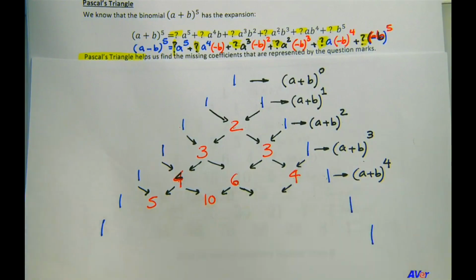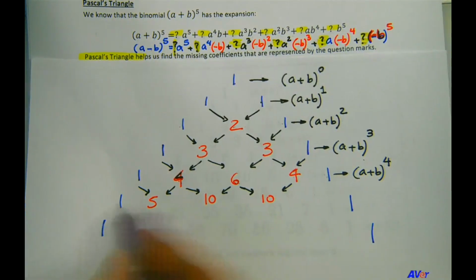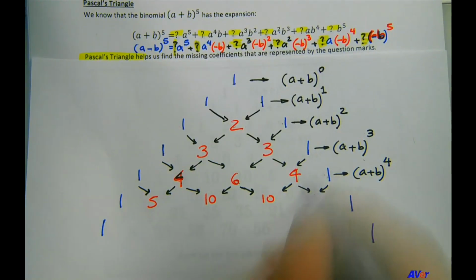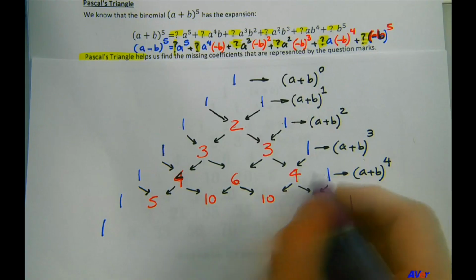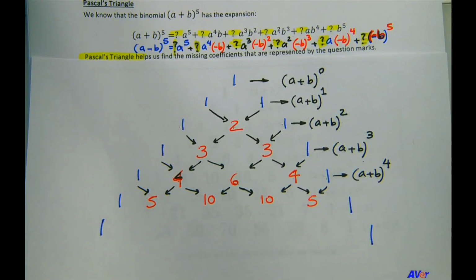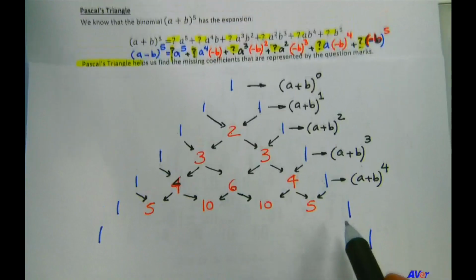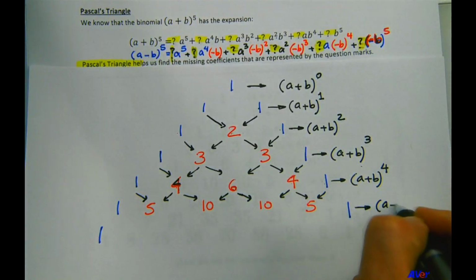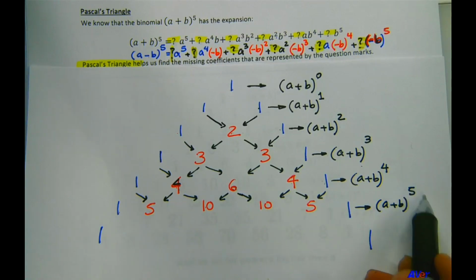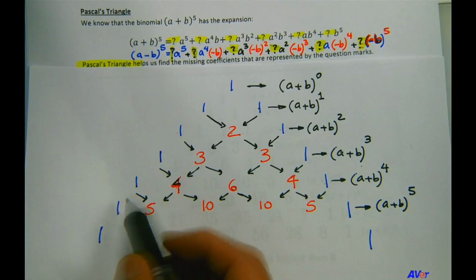6 plus 4, again 10. That's this row. And then 4 plus 1. I don't want to put pluses because it gets crowded, this drawing. So 4 plus 1, 5. So these are the coefficients of the expansion of this binomial, a plus b to the 5th power. Okay, how many terms do we have? 1, 2, 3, 4, 5, 6. 1 more term than that power. 5 plus 1, 6.